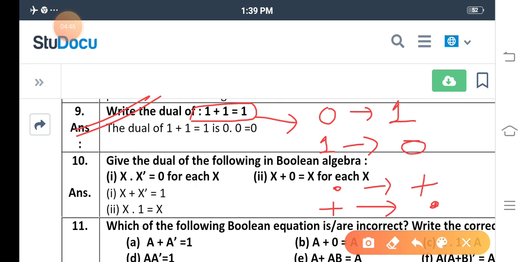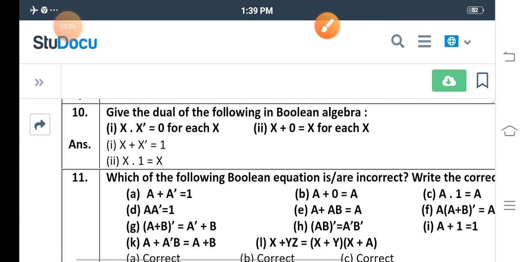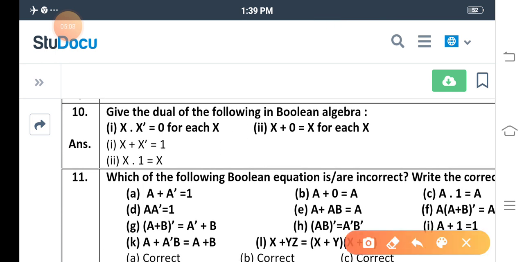So 1 will be converted into 0. For this I am writing plus into dot, then 1 into 0, equal will be same. You can look at here, 1 plus 1 is actually 1 and 0 dot 0 is actually equal to 0, hence verified. Next question, give the dual of the following in Boolean algebra.